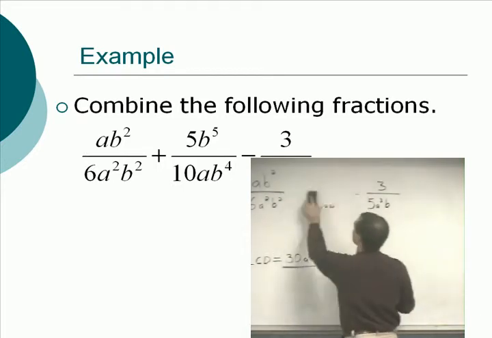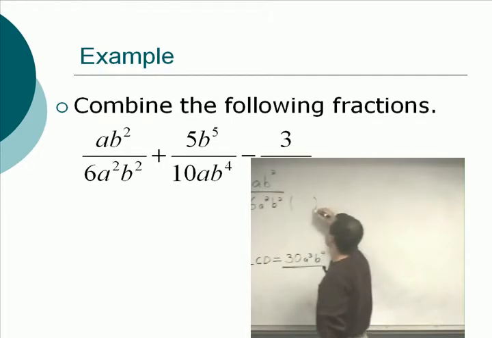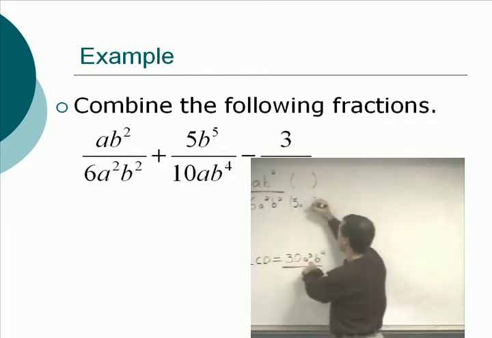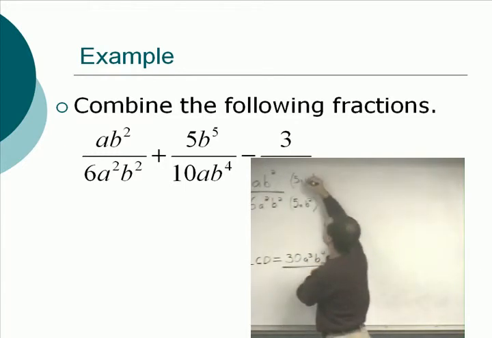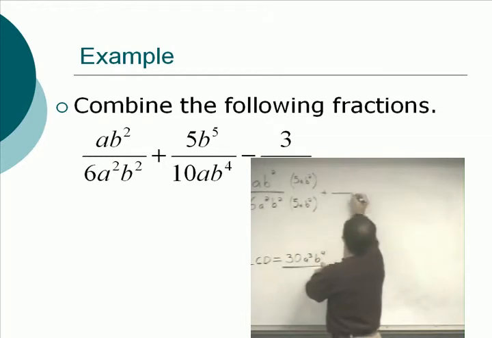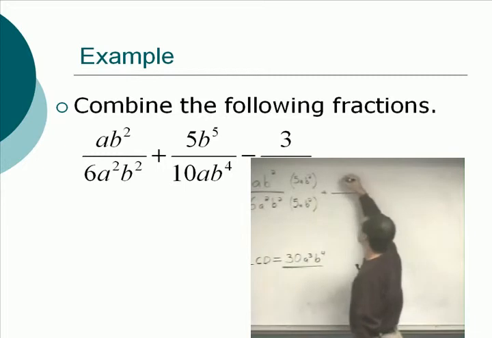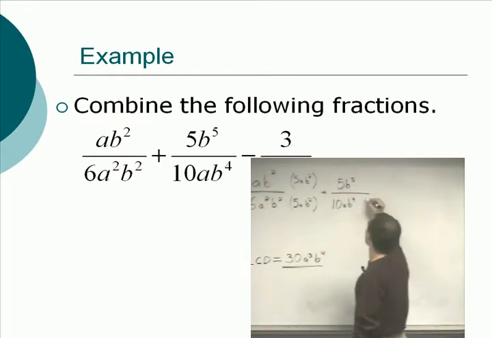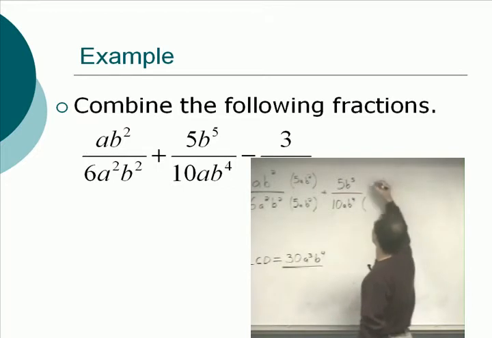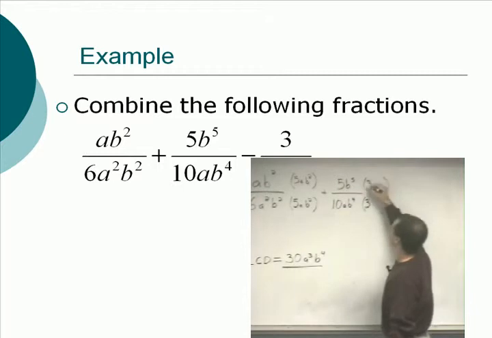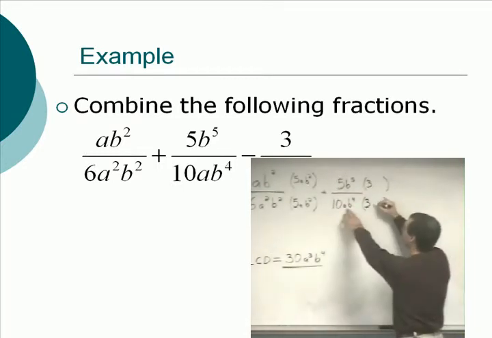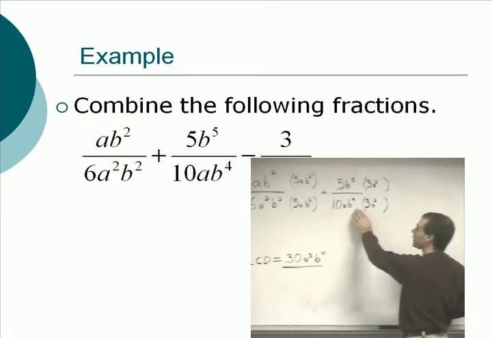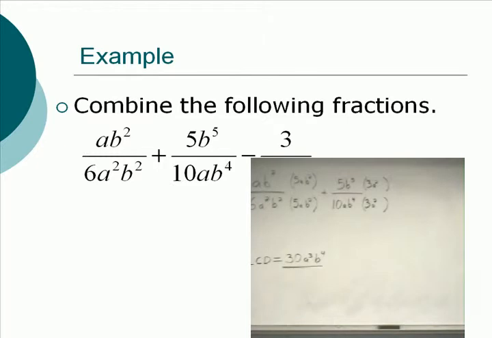Let's rewrite this first one. What are we going to multiply this first one by so that we have our LCD? 5, a to the third, we need one more a, so 5a, b squared. Better do the same thing in the top, 5a, b squared. Plus, the second term we had was 5b to the fifth over ab to the fourth. So now we need to multiply both of these by 3a squared. We want a to the third. We've got 1a, so we're going to have to supplement that with a squared. And our b, we've got b to the fourth. Okay, so that one's done.